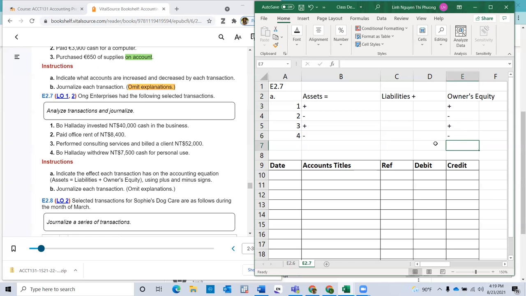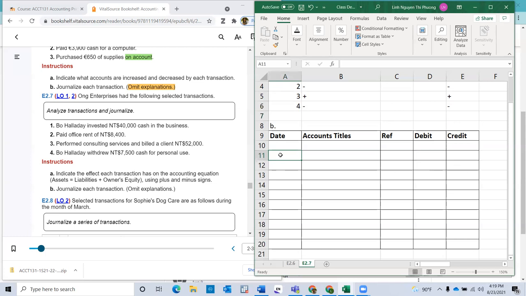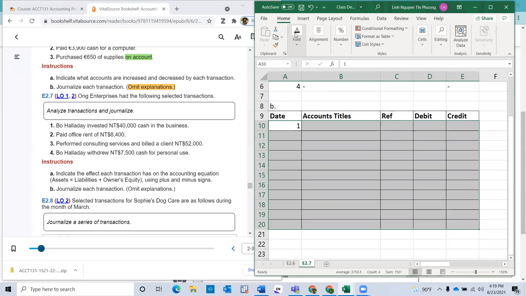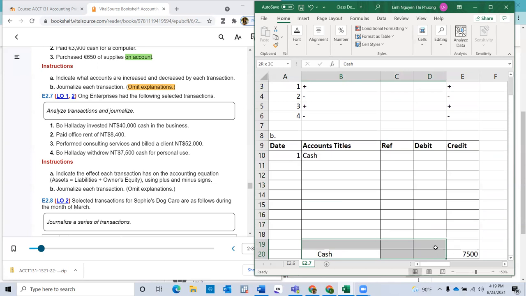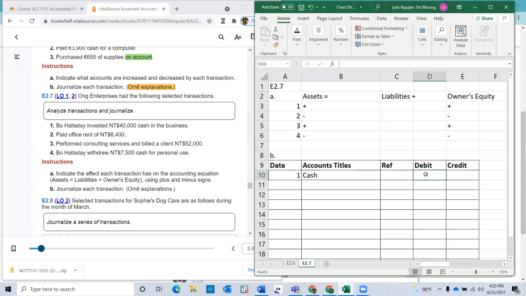Now, question B says you need to journalize the transaction, okay? So I'll journalize the transaction now. Again, it doesn't have the day, so I'll just put number 1, 2, 3. First, Bob Holiday invested 40,000 cash in the business. All right, so we have cash increased by 40,000. So we debit 40,000.